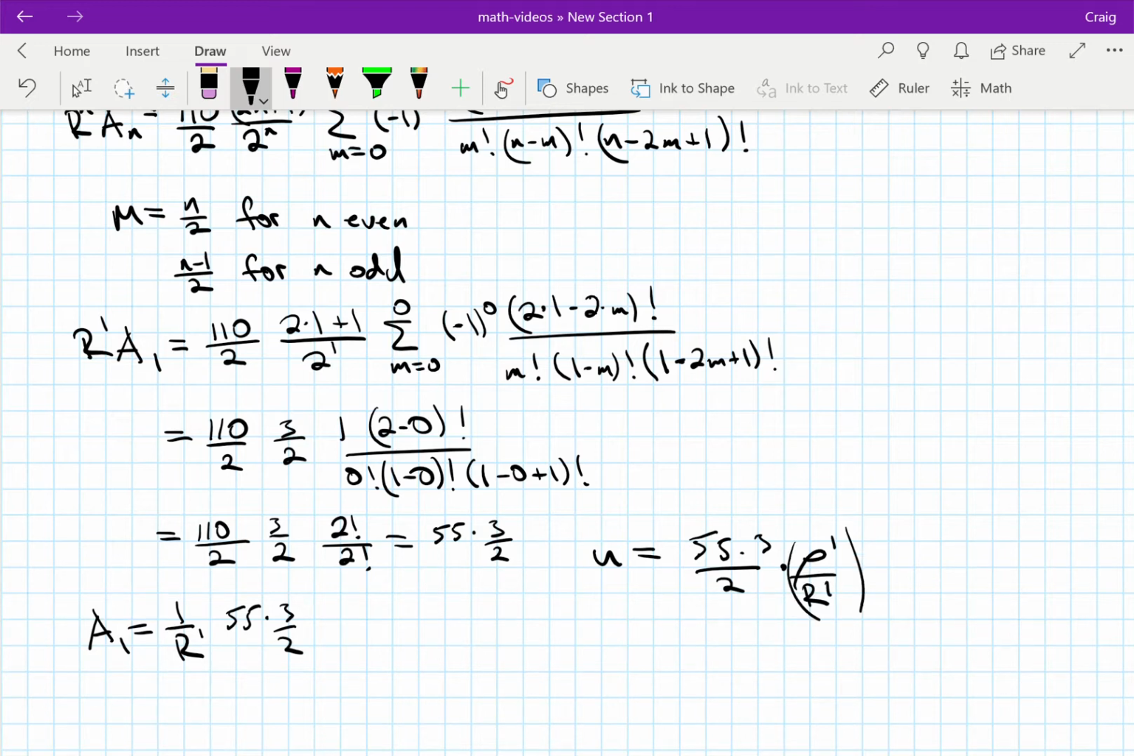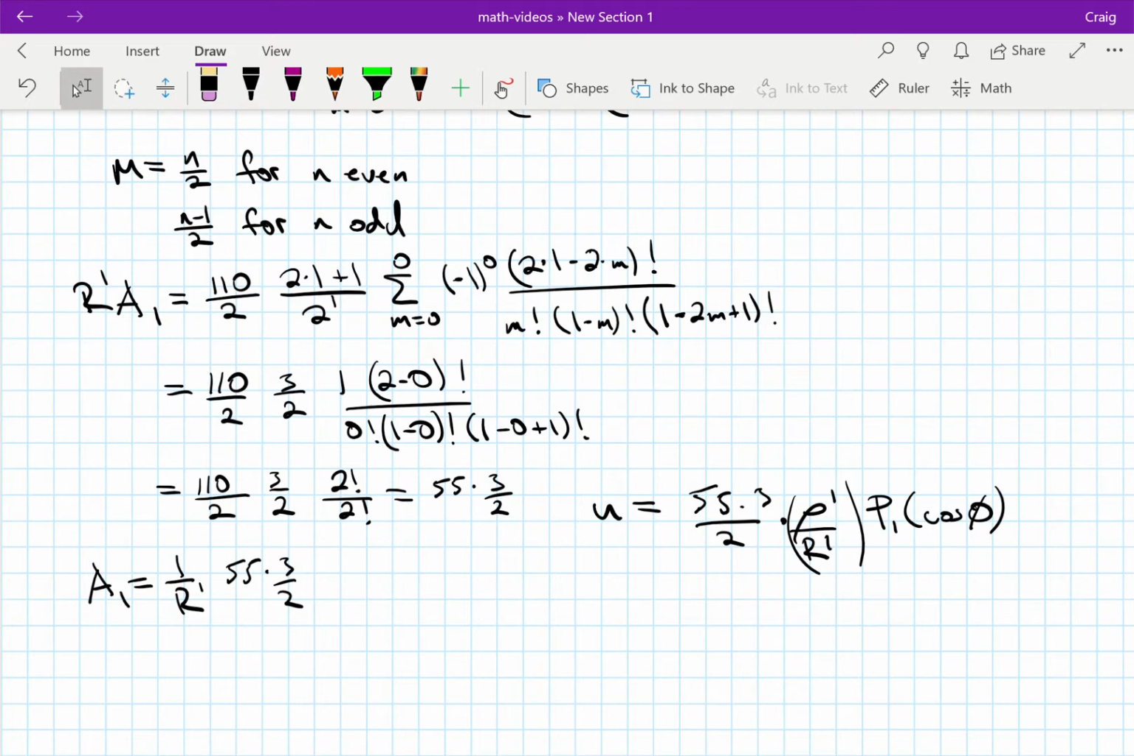So notice in each of these terms in my series expansion, I'm going to have rho divided by r to some power. And then I have p sub 1 of cos phi. And it turns out that p sub 1 of mu is just mu itself. So that just becomes cos phi.